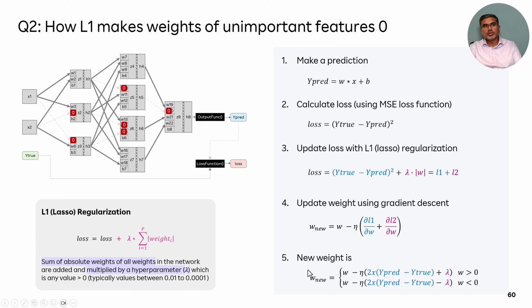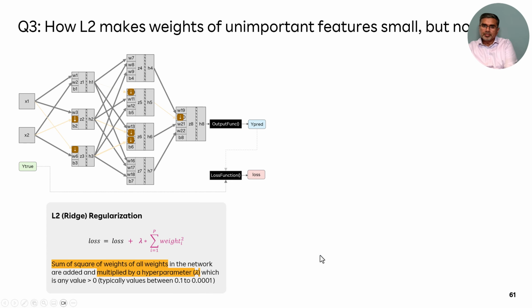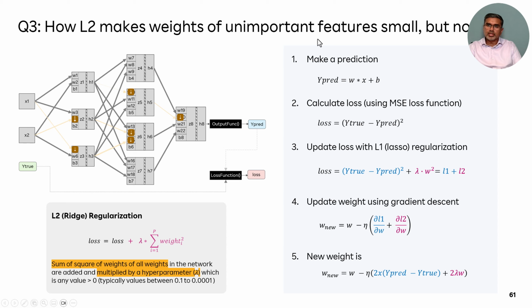But before I get there, let's also quickly look at why L2 does not make the weight zero, but brings it to a very small value. Same formulation here. You take the loss value, let's say it's a mean squared error loss function. This is what it is. You add a penalty term. In L1, you would add the absolute value of all the weights. I'm just taking one weight here as an example. In L2, you essentially square it. So you have L1 blue, which comes from your loss function, and L2 pink, which comes from your regularization penalty function.